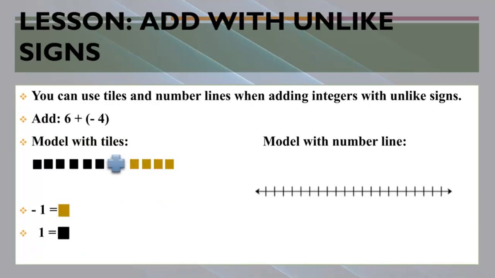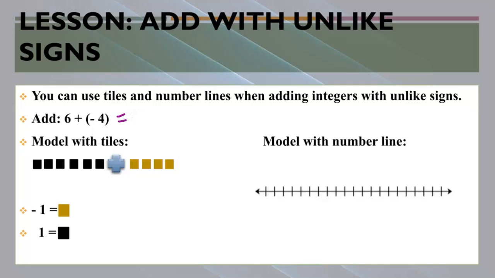Next, add with unlike signs. So here, it says you can use tiles and number lines when adding integers with unlike signs. So you'll see there's two different colors. Now I'm going to show you three ways. So if I was doing this without a picture, I notice that the signs are different. One's a positive, one's negative.